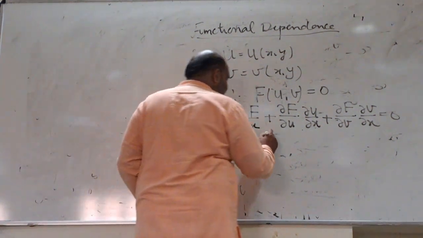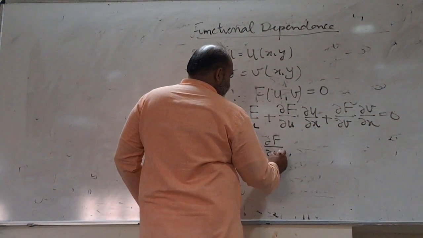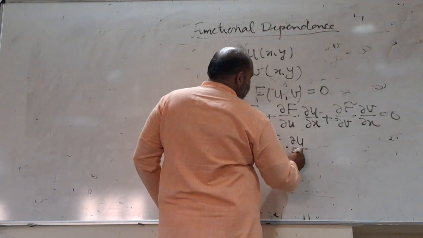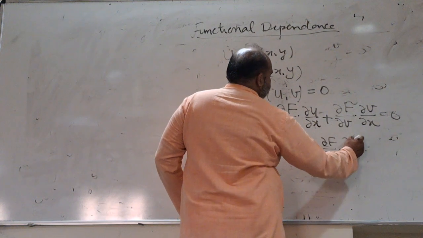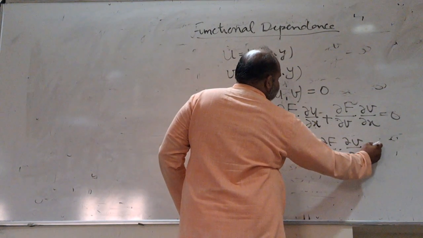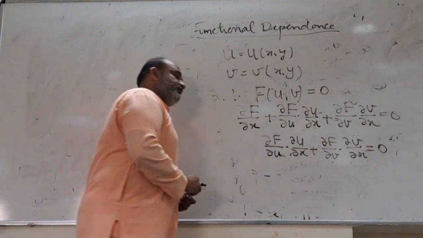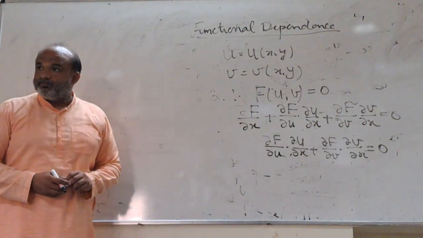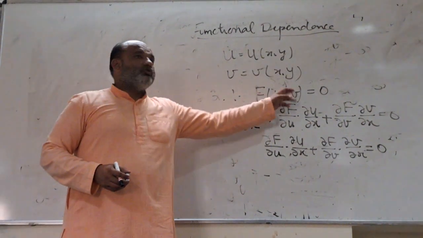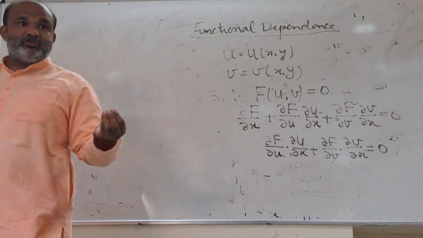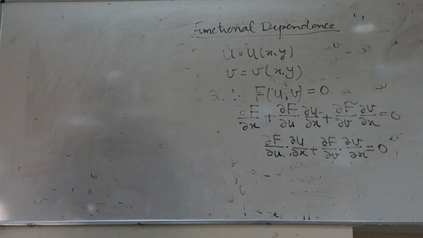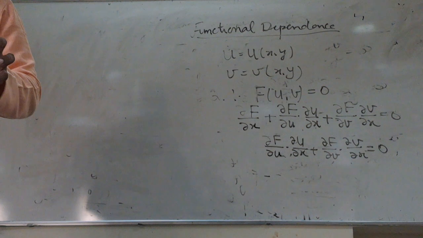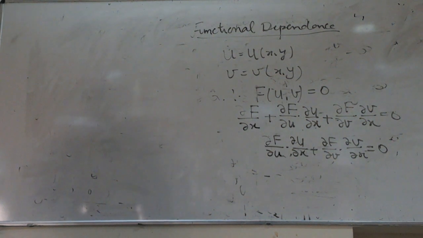So I shall have now del F over del u into del u over del x plus del F over del v into del v over del x is equal to 0. Because F does not have x, there is no dependence of capital F on x and y. That's why del F over del x and del F over del y will be equal to 0. Is it clear to all of you?